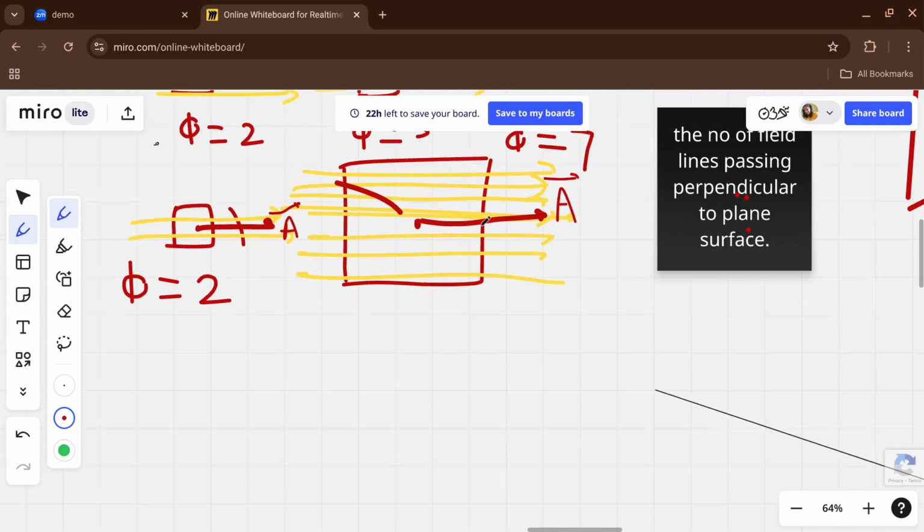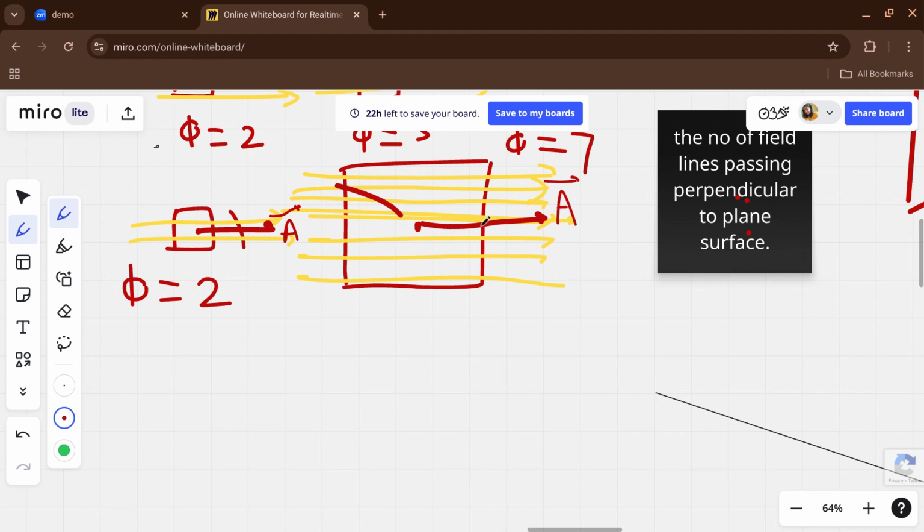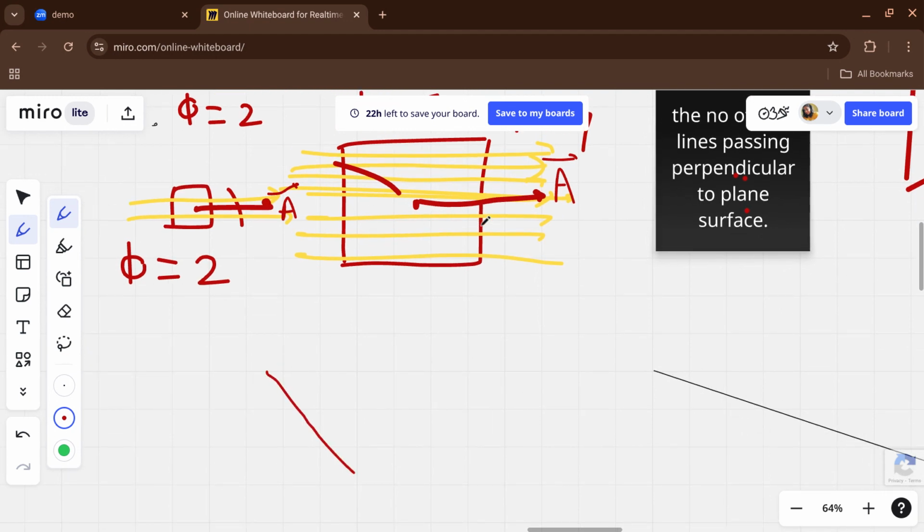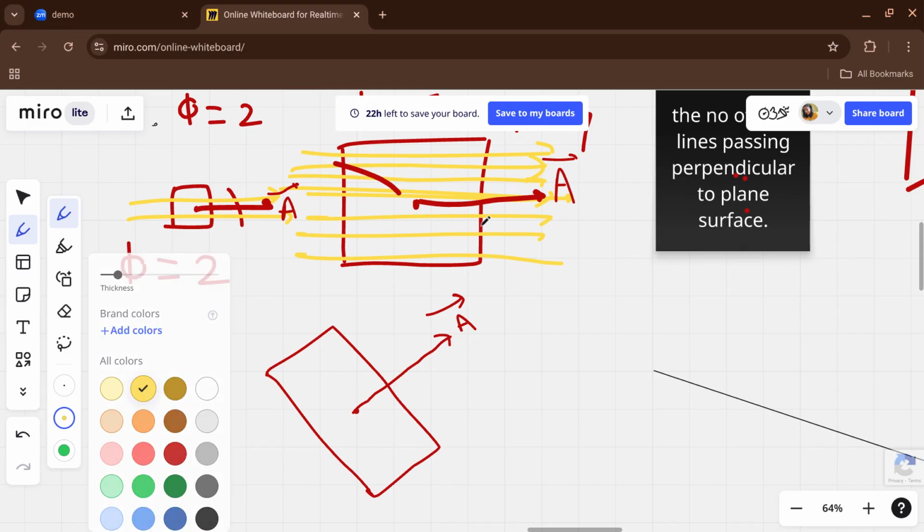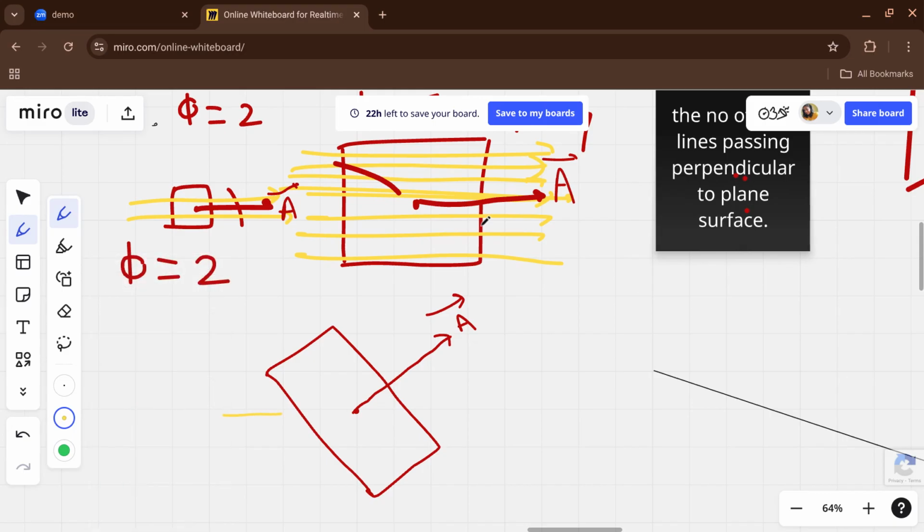But instead, if I incline the surface like this, not keeping the area like earlier, and I want to draw the area vector for this case, the area vector will be in this direction. But earlier, what we have taken, lines of forces are in this direction. So, can it affect the flux calculation? The answer is yes.